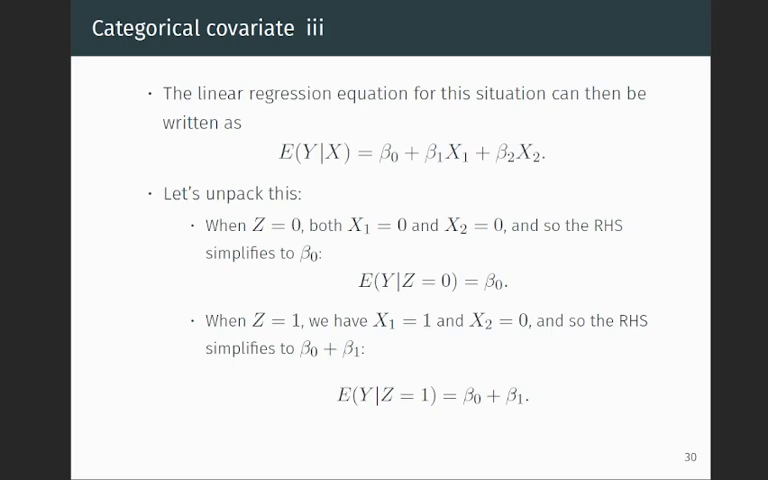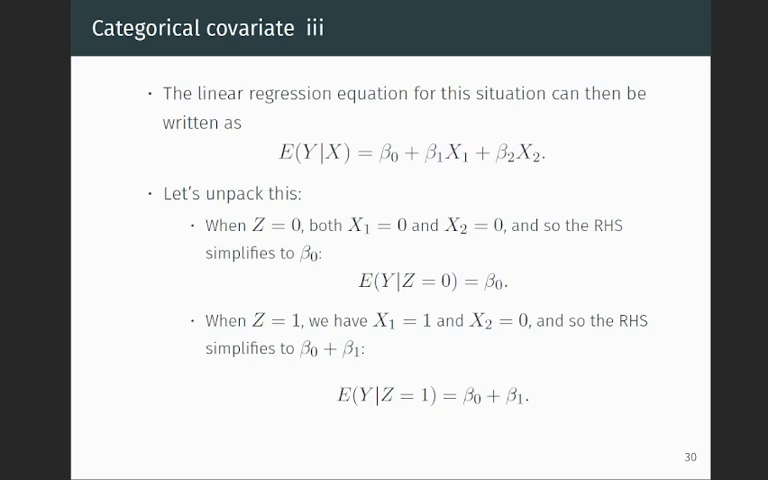So we'll do the same exercise we've done so far. Let's plug in z is equal to 0. If we plug in z is equal to 0, this means x1 is equal to 0 and x2 is equal to 0. And so the whole right-hand side of the equation simplifies to beta 0.